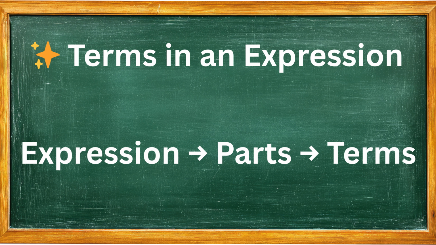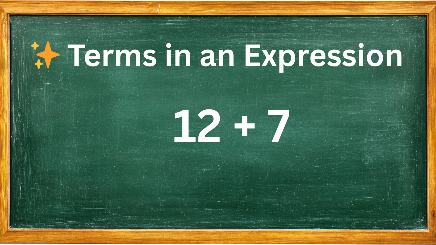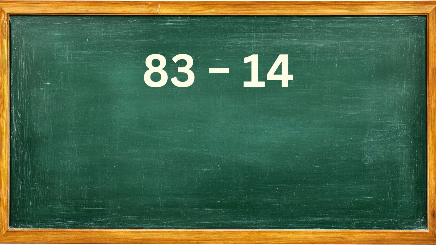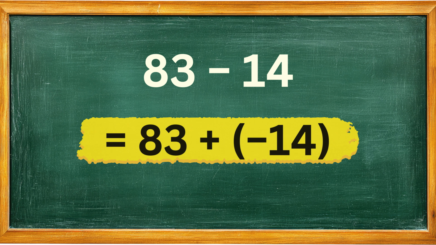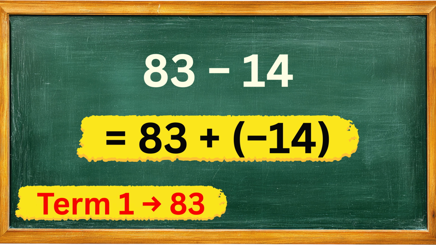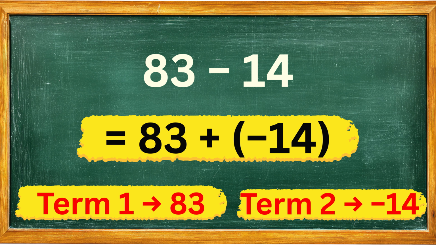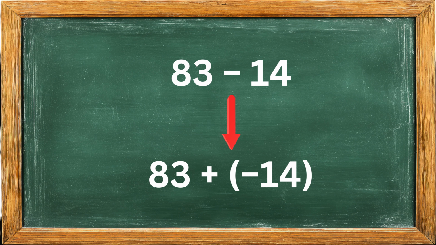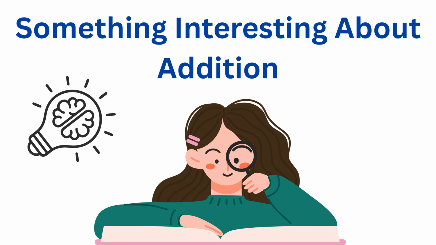Expressions are made of parts called terms. Look at this expression, 12 plus 7. Here, the terms are 12 and 7. In another example, 83 minus 14. We can rewrite it as 83 plus of minus 14. So the terms are 83 and minus 14. Terms are the parts of an expression separated by a plus sign after rewriting subtraction as addition of a negative number.